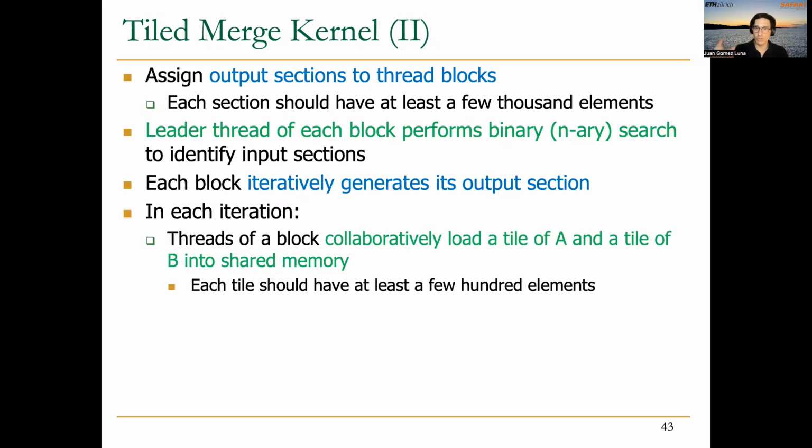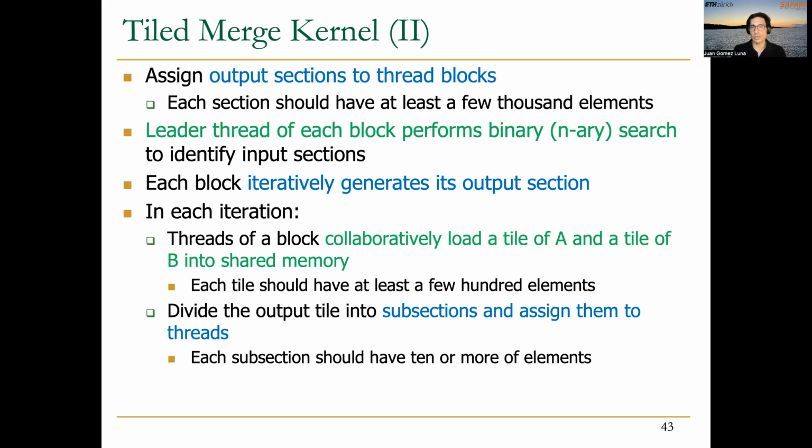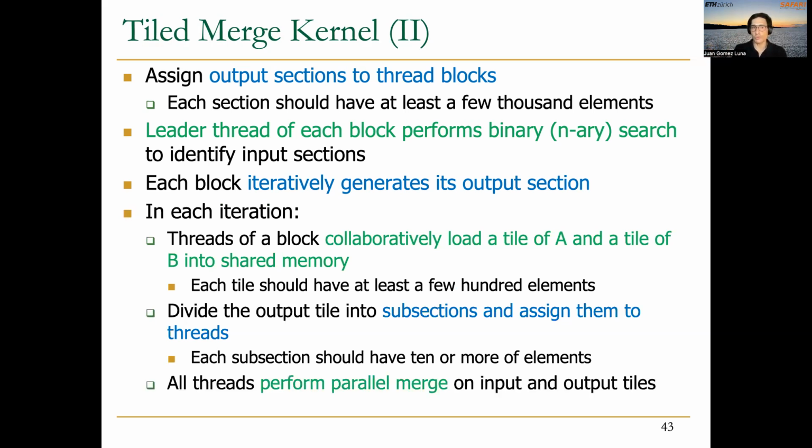So in each iteration, threads of the block will go to global memory, fetch one tile of A, one tile of B, and place them in the shared memory. We expect that each of these tiles is going to have at least a few hundred elements because that's normally the number of threads that we have in the thread block, and they go together to the global memory and bring the entire tile to the shared memory. And then we are going to divide the output sections and assign them to the threads. For each thread to have enough computation, we will assign at least 10 or more elements to each thread. And then all threads perform the parallel merge on input and output tiles.